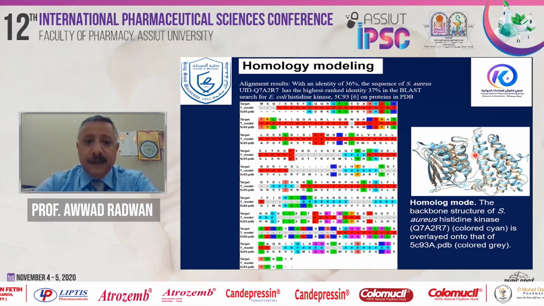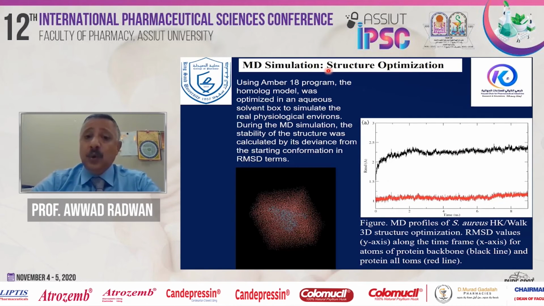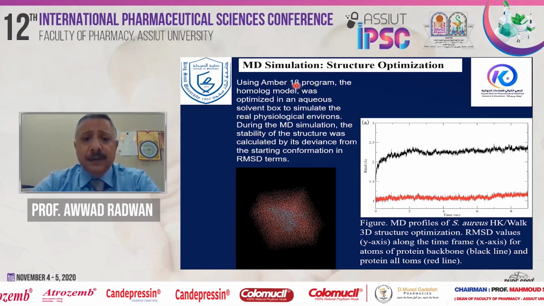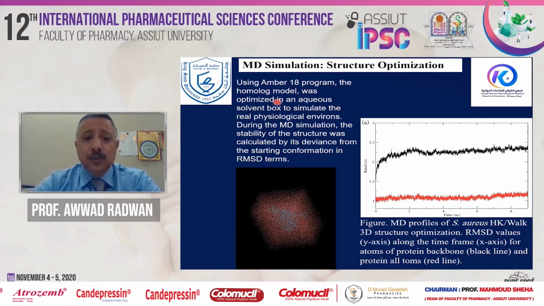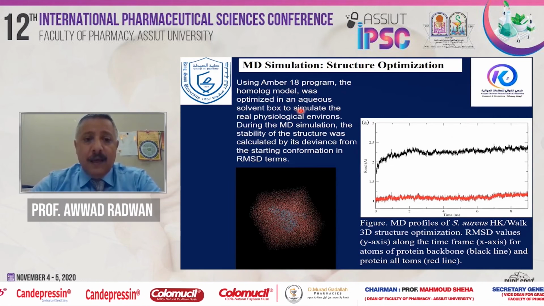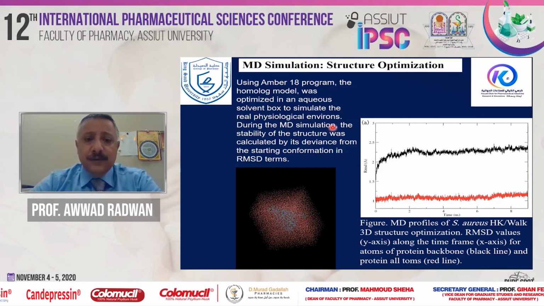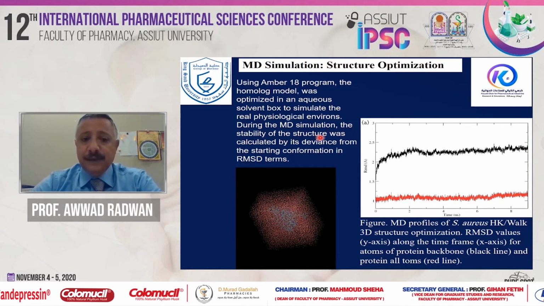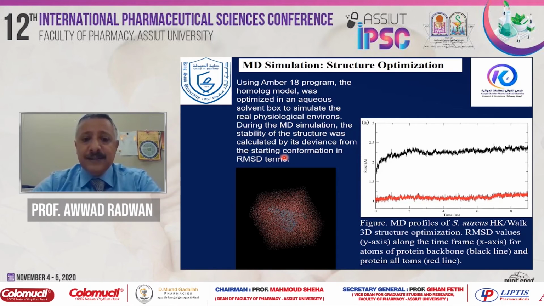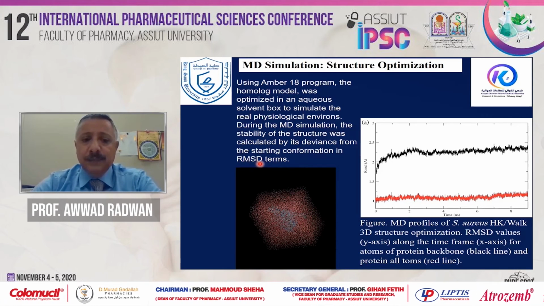The molecular dynamics simulation for optimization of the homology model structure used the AMBER 18 program. The homology model was optimized in an aqueous solvent box to simulate the real physiological environment. During the MD simulation, the stability of the structure was calculated by its deviation from the starting conformation in root mean square deviation terms.